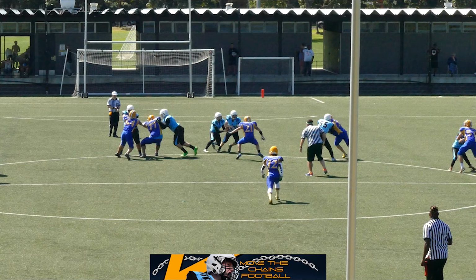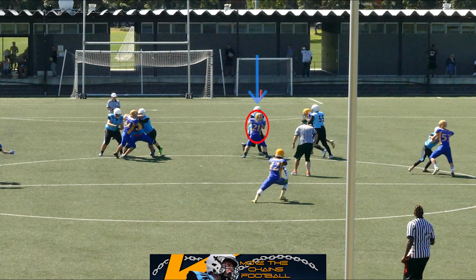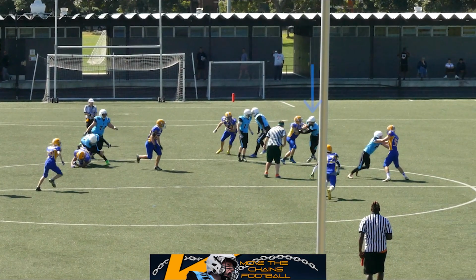We ran the same play again on the very next snap, but this time I keep the football. As you can see, the read man is able to stop the running back and tackle the quarterback as well.